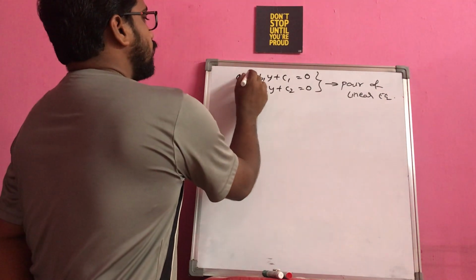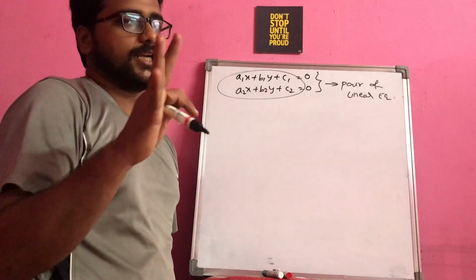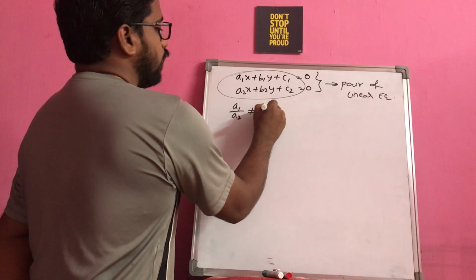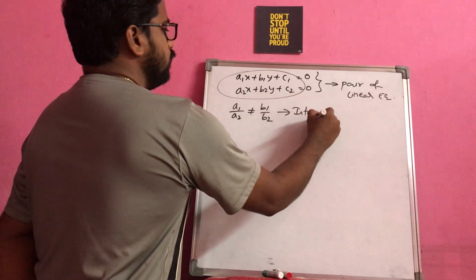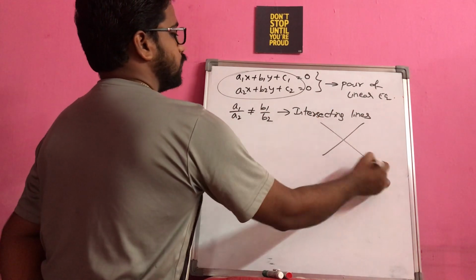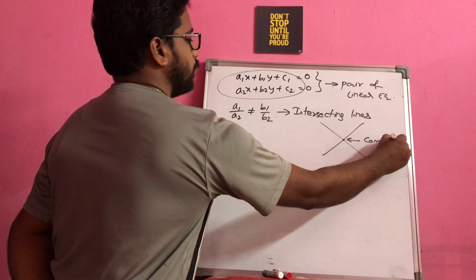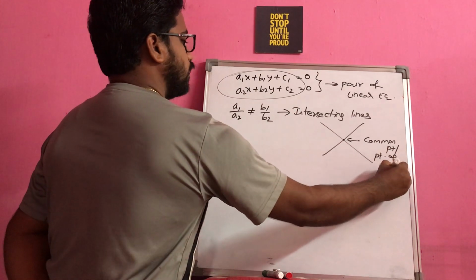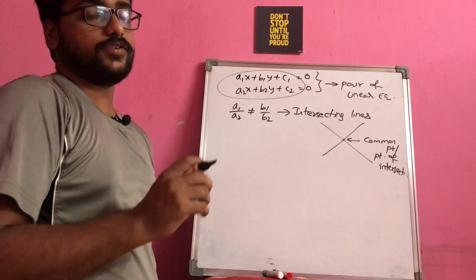So based on the arrangement of the coefficients here, we can conclude that basically three types of lines you will be having. If the ratio a1 by a2 is not equal to b1 by b2, then they are called intersecting lines. Intersecting lines means these two lines will intersect at only one particular point. This is called a common point or point of intersection. So the point of intersection is nothing but the common point, indicating that it is the solution for these two.